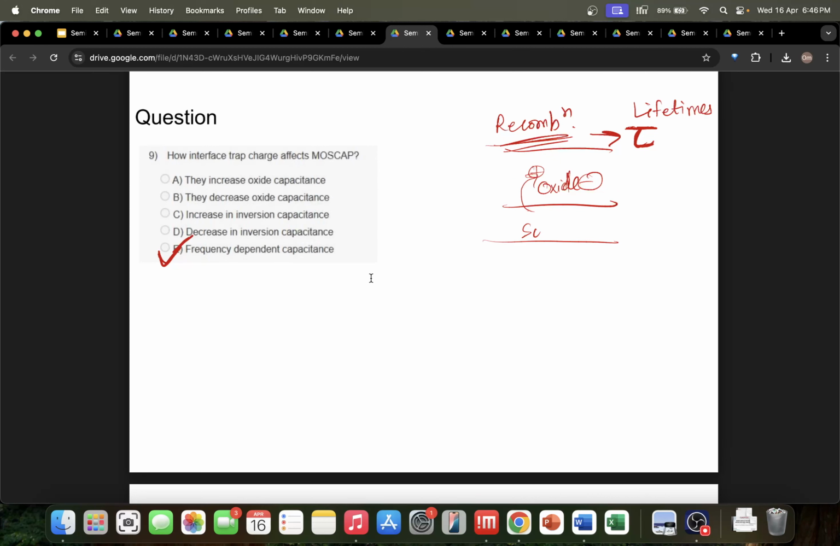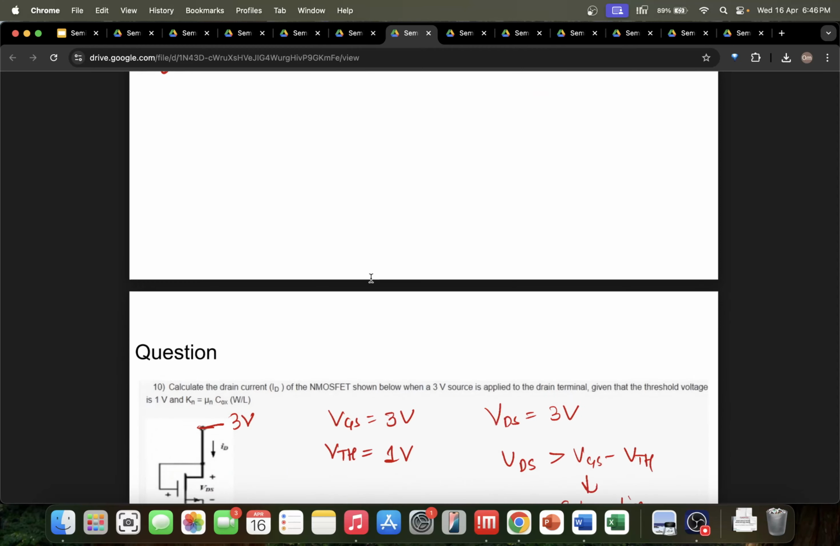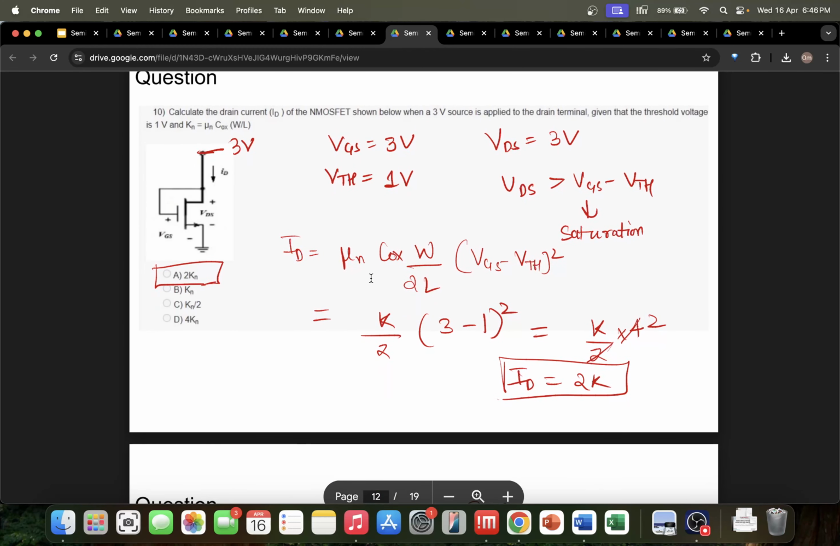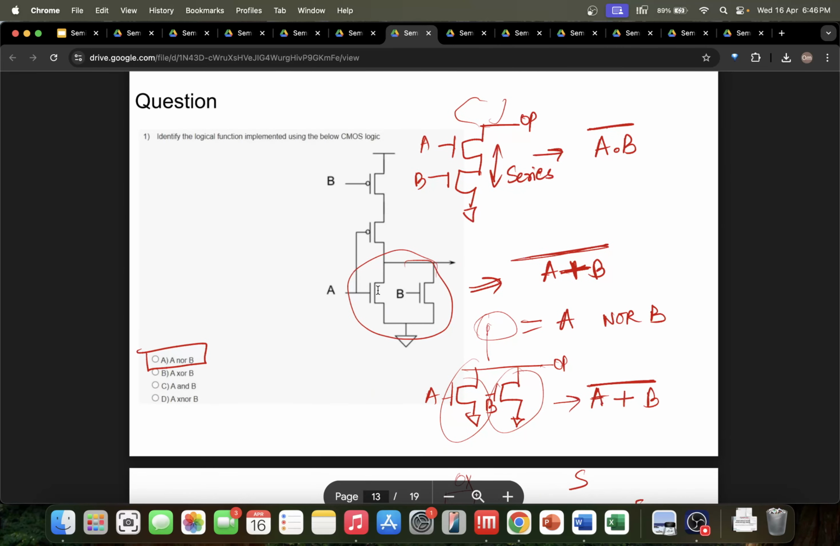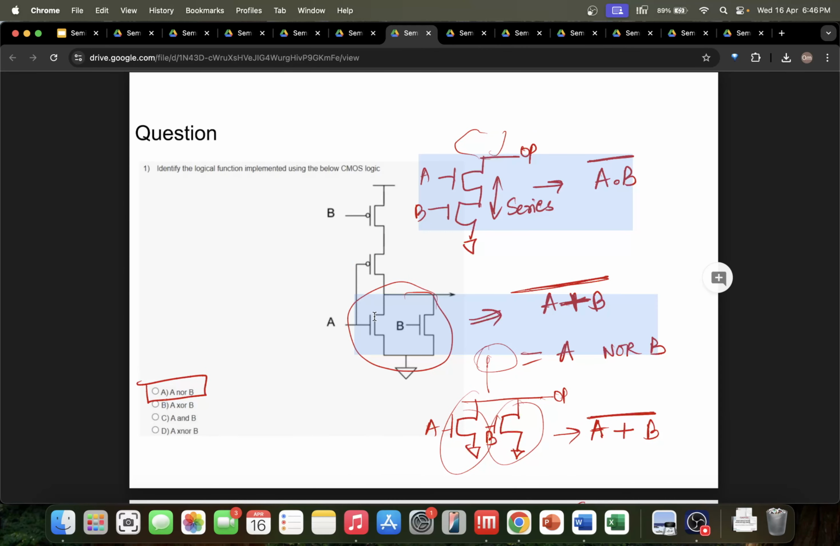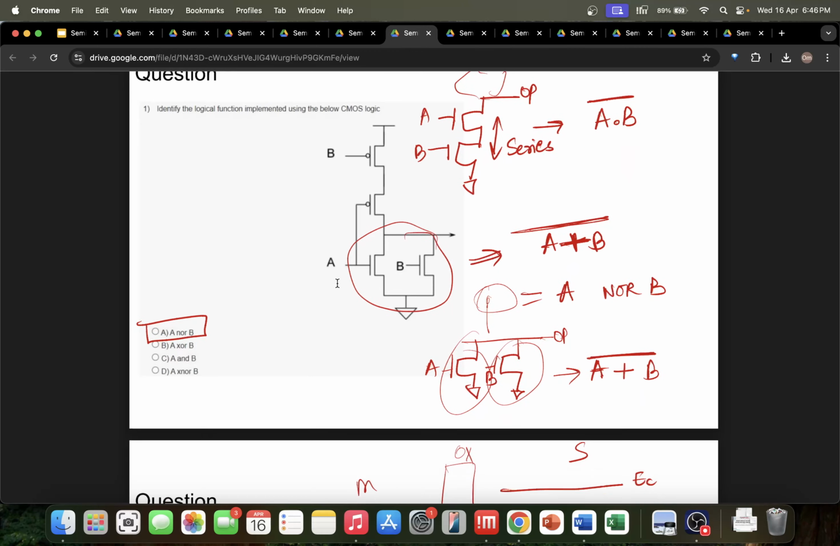How the frequency dependent capacitance changes with the traps of the charge. Then simple first order current calculations in the saturation regime. Then again some CMOS questions to determine what is the function done by this layout of transistors.